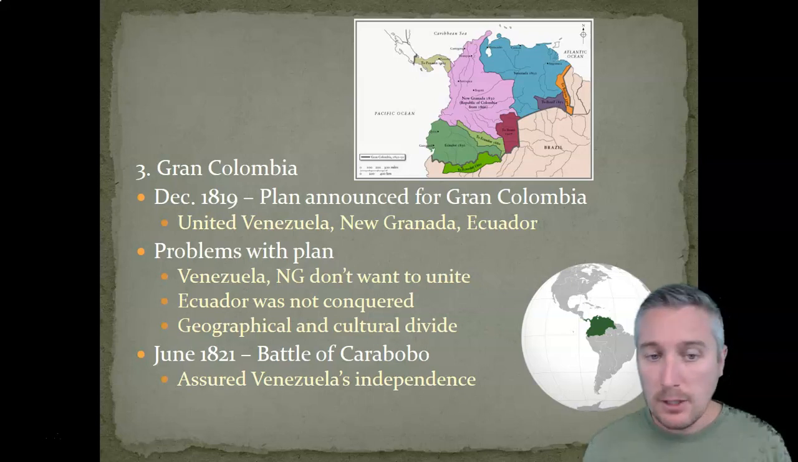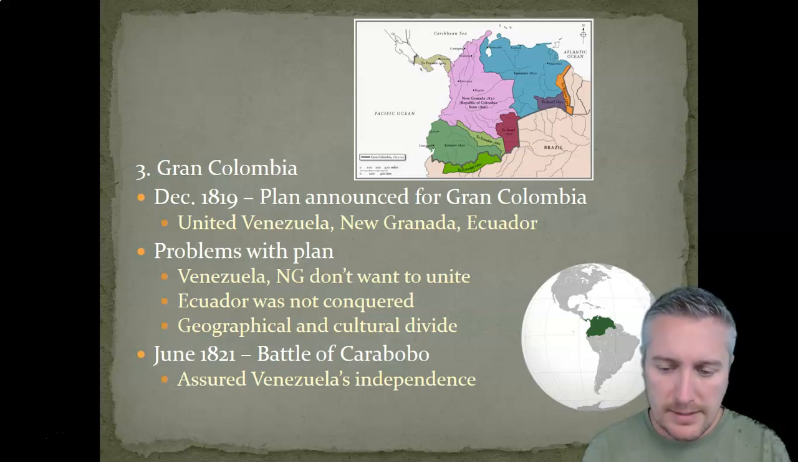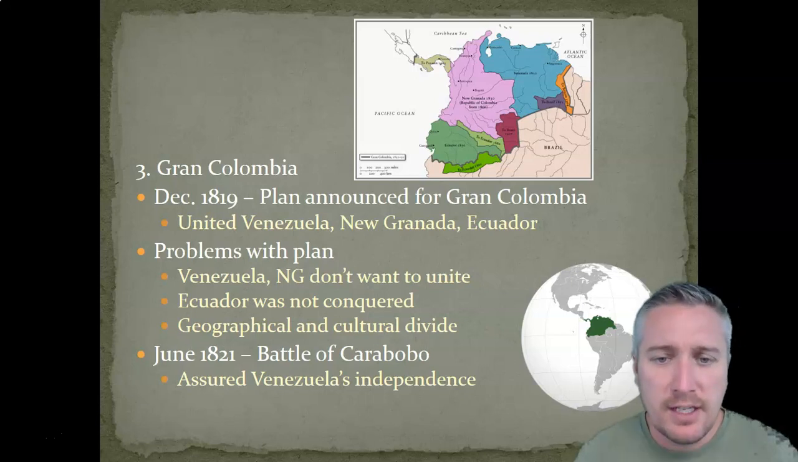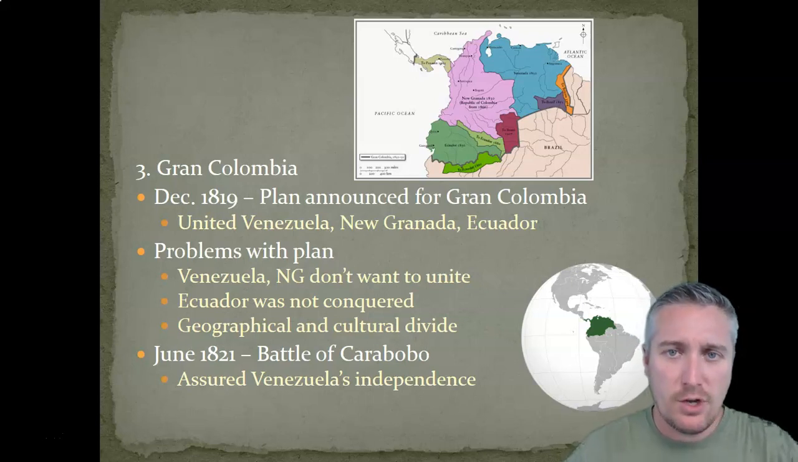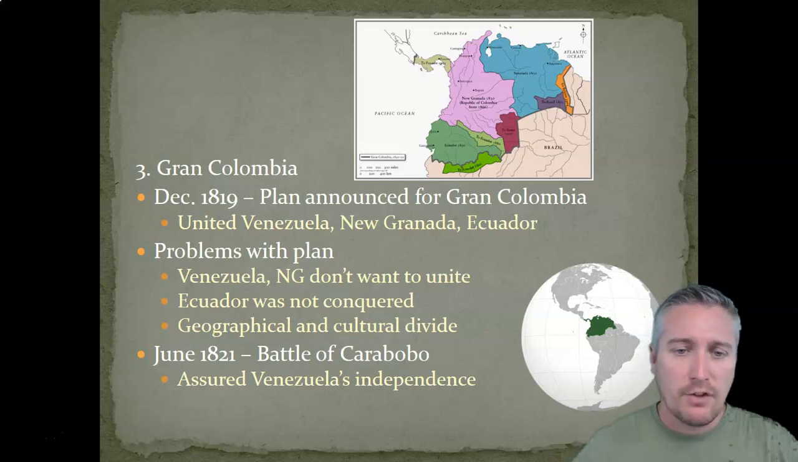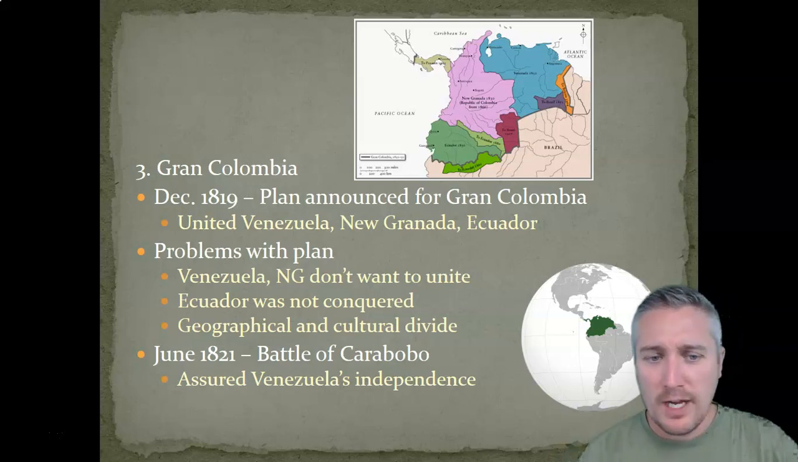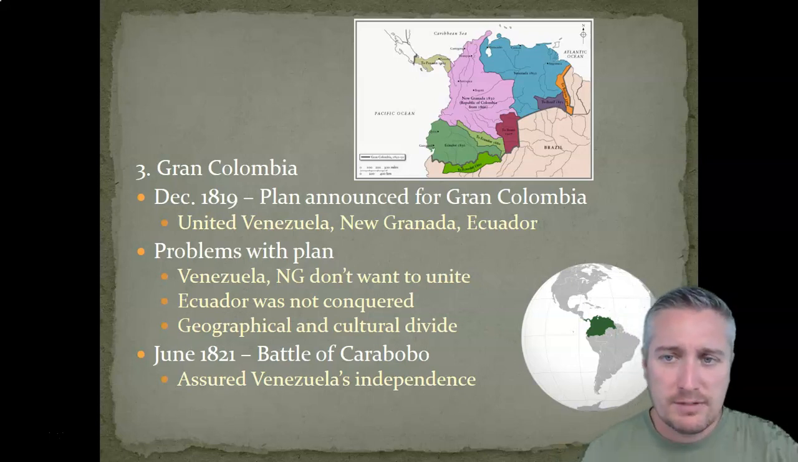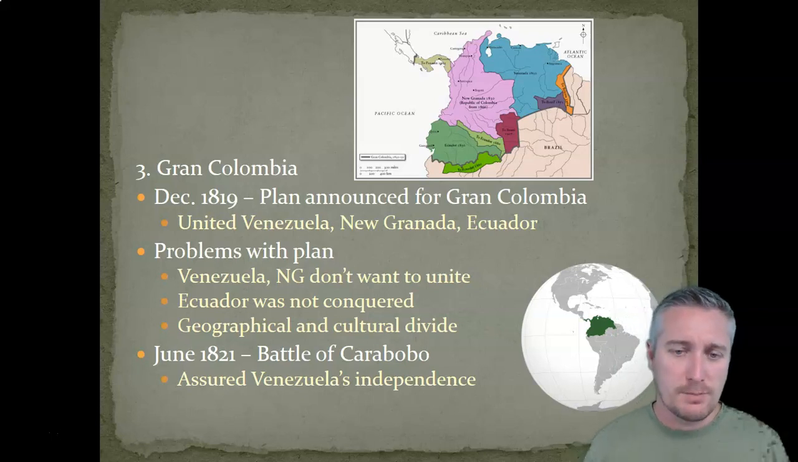of Gran Colombia. The problem was Ecuador wasn't conquered, and they still had a lot of royalist forces within it, really the other nations didn't give any indication that they actually wanted this. This is all just kind of Bolivar's brainchild. So Venezuela, New Granada, there's no evidence that they actually wanted to unite as a single nation. Ecuador had not been conquered, and really just nobody had really known what this plan was, and Bolivar just kind of announces it.